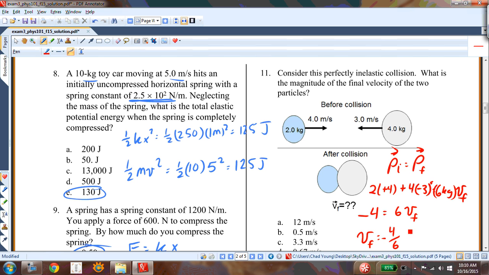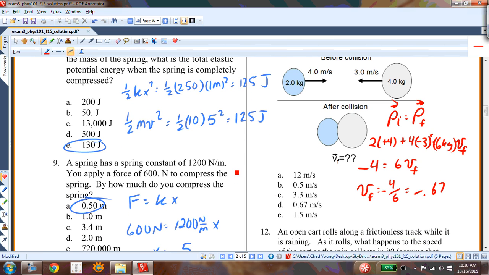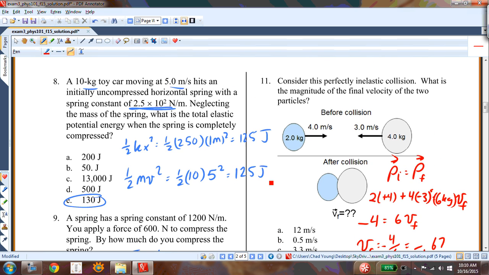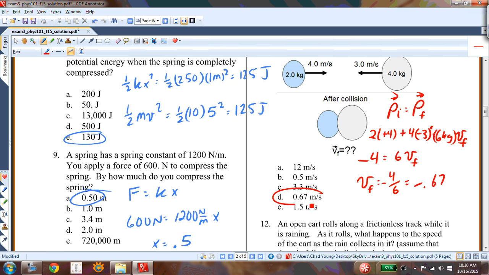Negative 4 over 6, that's 2/3, that's negative 0.67 meters per second. But I'm looking for the magnitude here, right? Yeah, what is the magnitude? So it's just 0.67, that's the speed. So they go in this direction at 0.67 meters per second.